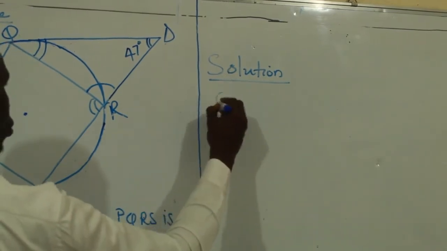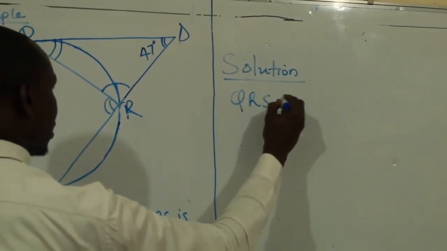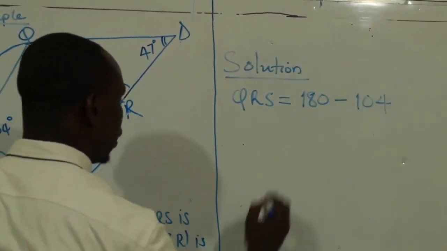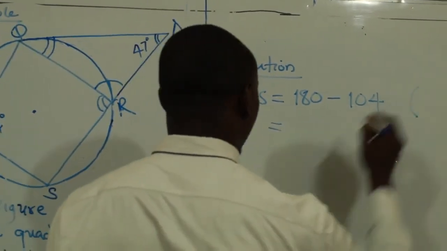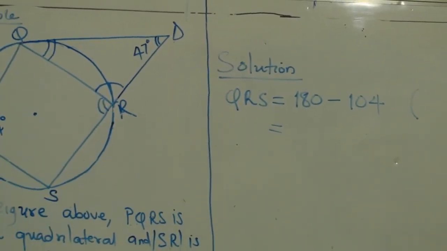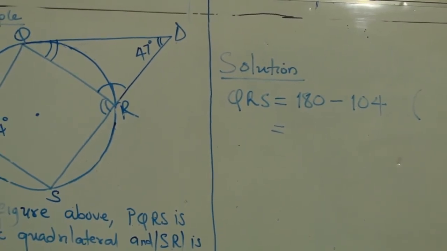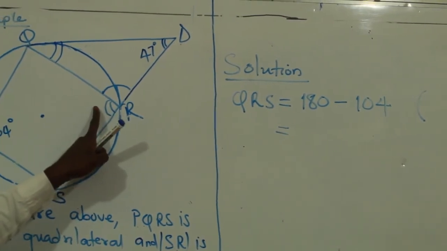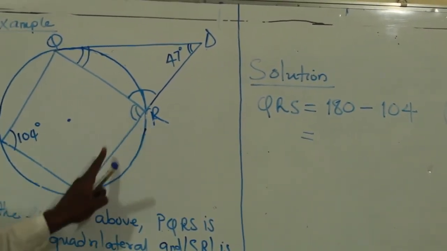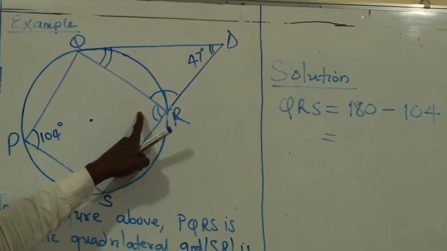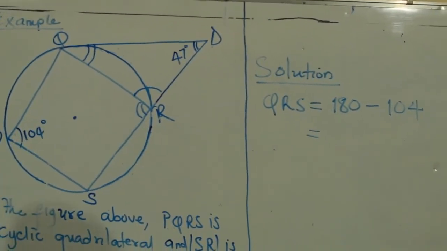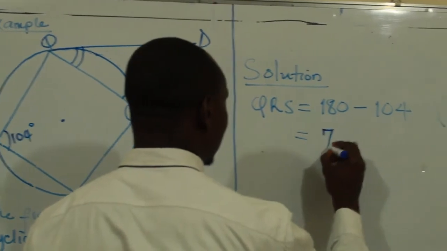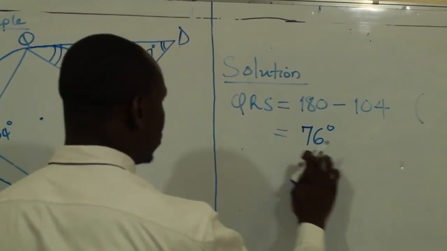I start by writing that QRS is equal to 180 minus 104. And the reason for subtracting that from 180 is what this theorem has said to us, that this angle plus this angle should give us 180. So 104 plus a certain value here should give us 180. To get that value, I have to subtract 104 from 180. If you do that subtraction, you're going to get 76. So this angle is equal to 76.